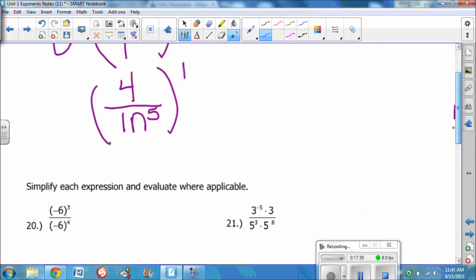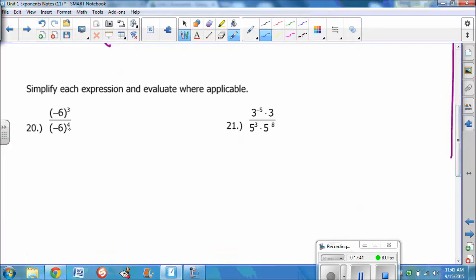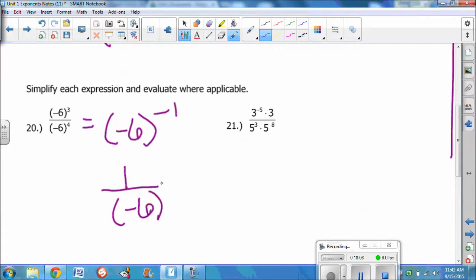Let's hop down to these down here. Let's do this one. What's your base? Negative 6. You're dividing, so you subtract exponents. 3 minus 4 is negative 1. Let's get rid of that negative exponent. What do we do? We're going to flip it. So 1 goes on top, divided by negative 6. Once I flip it over, what happens to the exponent? It turns to a positive. All right, last one.